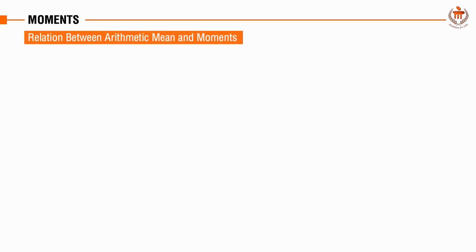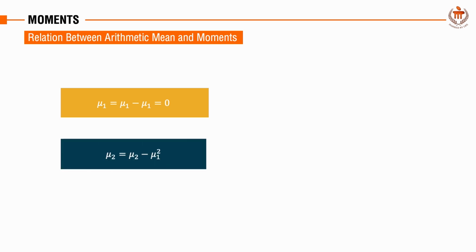Now, the relationship between arithmetic mean and moments. Remember this formula when we are working here. Whenever we are talking about the relationship between arithmetic mean and moments, remember that mu1 is equal to mu1 dash minus mu1 dash, which equals 0, while mu2 is equal to mu2 dash minus mu1 dash square.